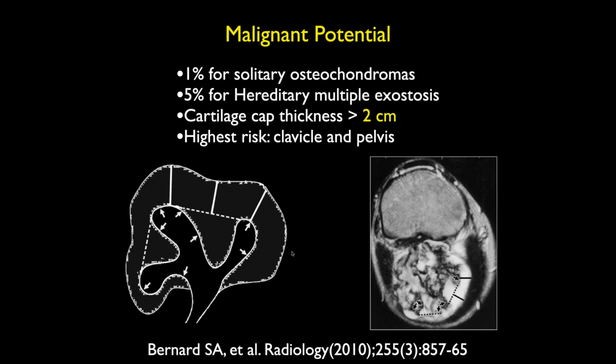1.5 is small, really. They get pretty large. Yeah. And another paper showed 1% in solitary osteochondroma, 5% in multiple exostoses. Again, I think these numbers are large. Here they use 2 centimeters for cartilage cap thickening to be concerned about it. And the highest risks are really in the clavicle and the pelvic region, so you have to be concerned about those.